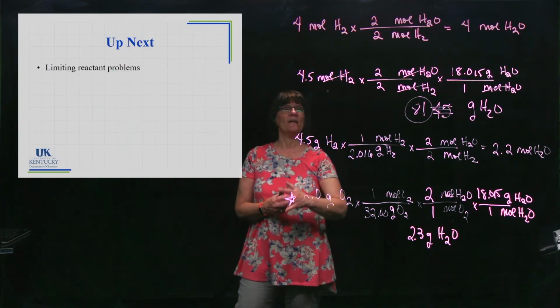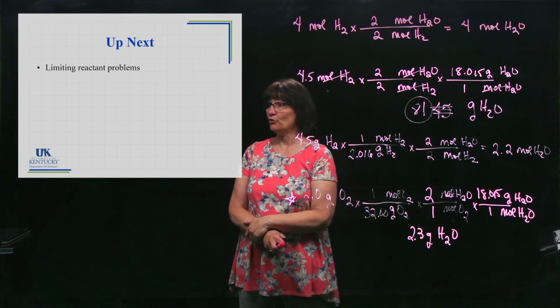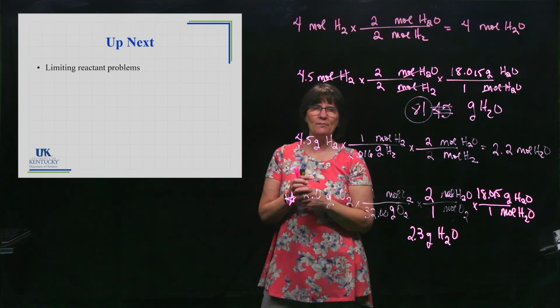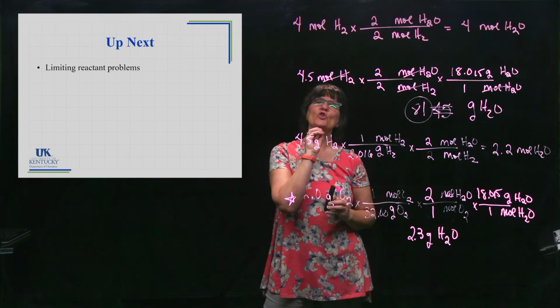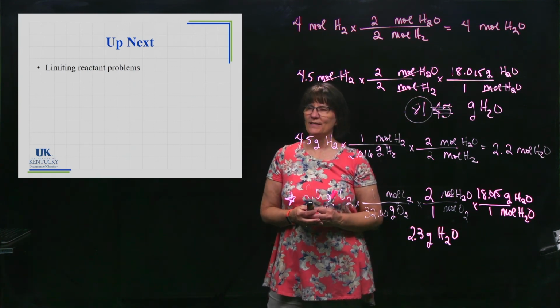All right, so this is our new step. We've learned how to convert between moles and moles. What we're going to do next is what's called a limiting reactant problem. There's really no new calculation. We're just going to look at a new environment to put these calculations.